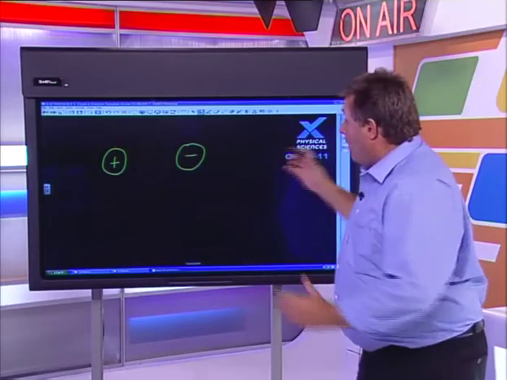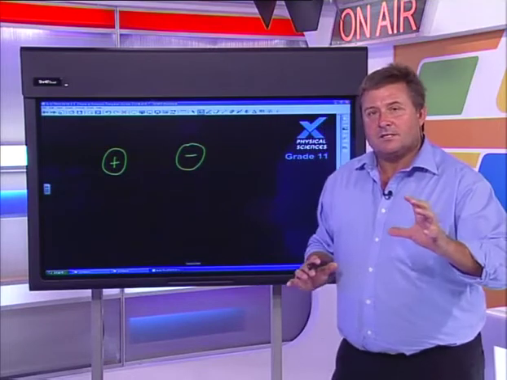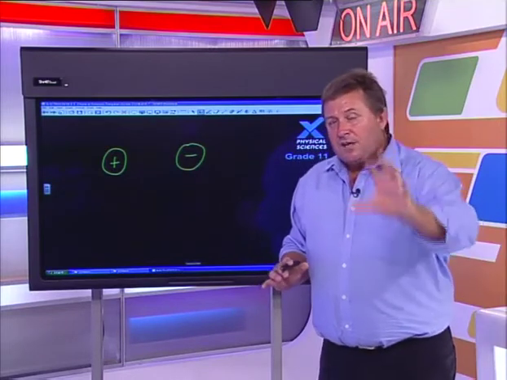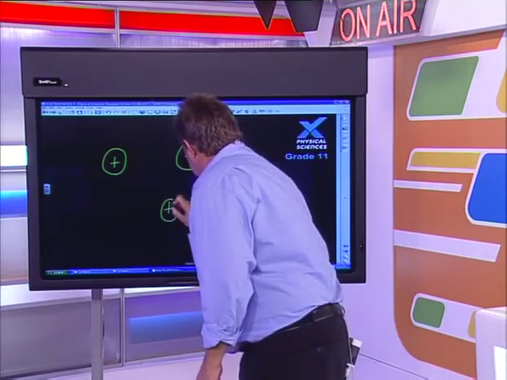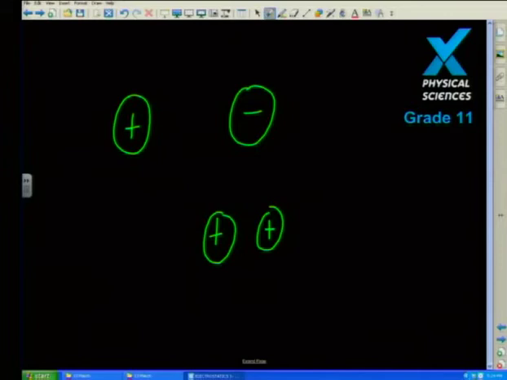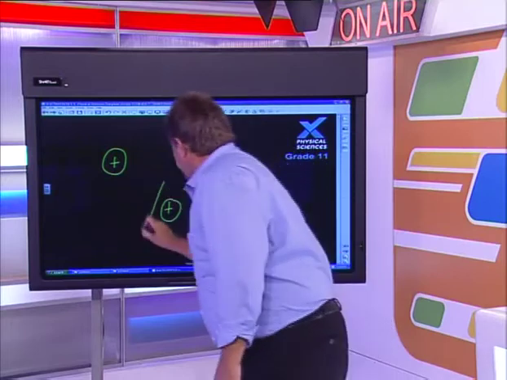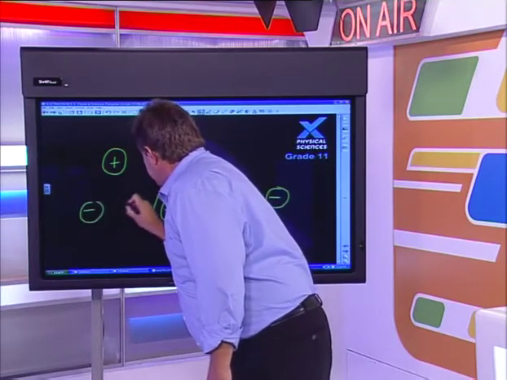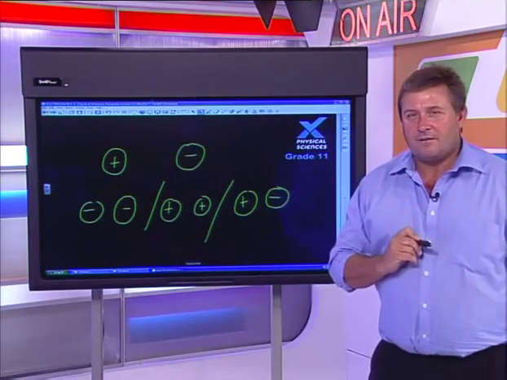Okay. Now, what we are going to have a look at is we've got our two charges. What happens if I have a positive and a positive brought into proximity with each other? What happens if I have a positive and a negative charge brought into proximity with each other? Or what happens if I have a negative and a negative charge brought into proximity with each other?